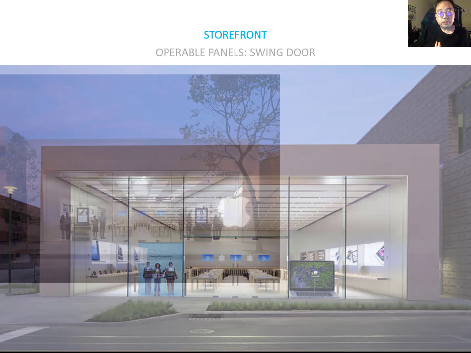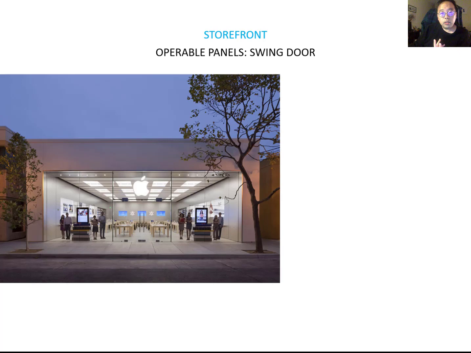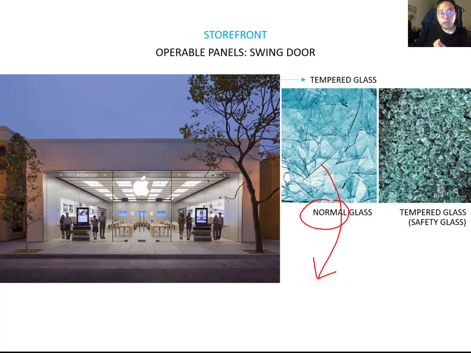So what is a storefront glass panel used for? It requires using tempered glass to protect the people on the ground level. It is a requirement. Normal glass breaks into sharp shards, but tempered glass, which is a safety glass, is 4 times stronger than normal glass. And when it breaks, it breaks into small granules, chunks, instead of particles with sharp angles like this one.